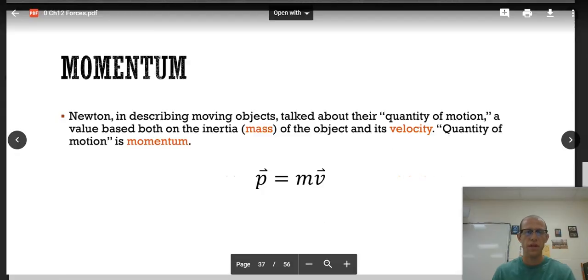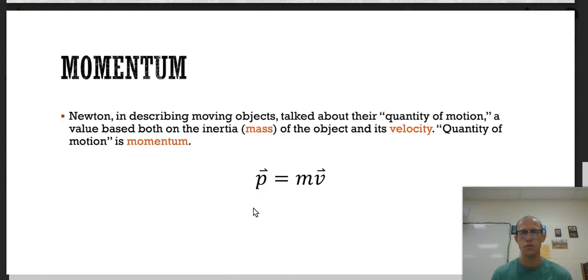So momentum is a term that was brought to life when Newton was describing moving objects. He wanted a way to talk about a quantity that involved how massive an object was, how much inertia it had, with its velocity. And this quantity became known as momentum. So momentum we symbolize with a lowercase p and is equal to your mass, which is inertia, times your velocity. Because velocity is a vector quantity, that's going to make momentum a vector quantity.